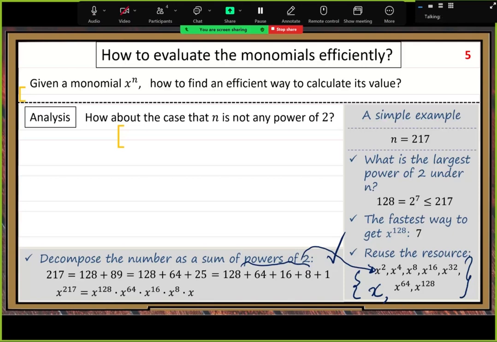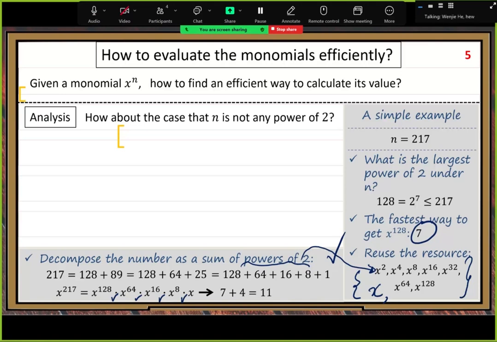So then the last round of multiplications has 5 terms, so we need 4 multiplications in this round. In our preparation round, 7 multiplications. Then the next round, 4 more multiplications. The total number of multiplications is 7 plus 4 equals 11. So for the final answer, we need 11 multiplications to find the x to the 217th monomial.